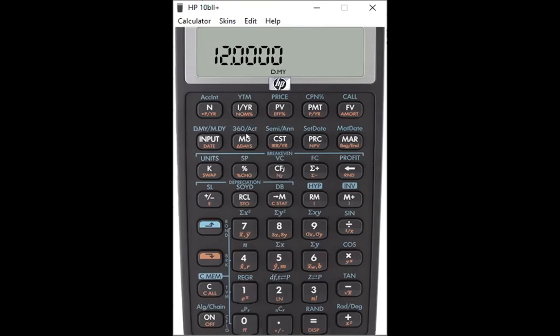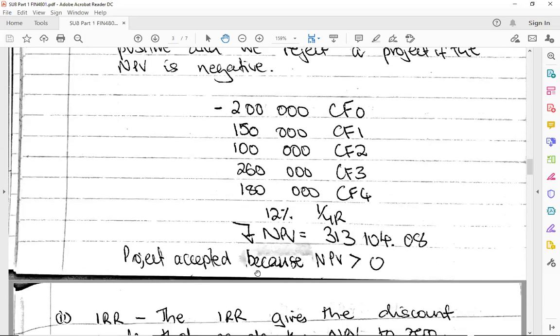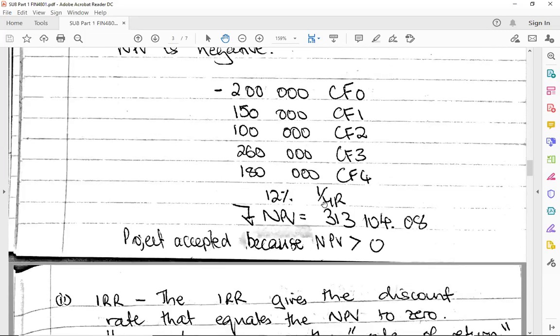12%, which is our interest rate. Then we press the red shift button, and then we come to PRC NPV, and we get 313,104.08. So we would accept this project because the NPV is positive. So that's how we use the NPV.